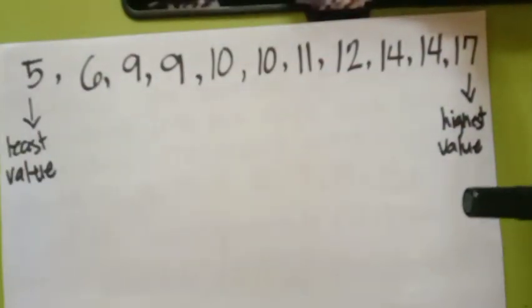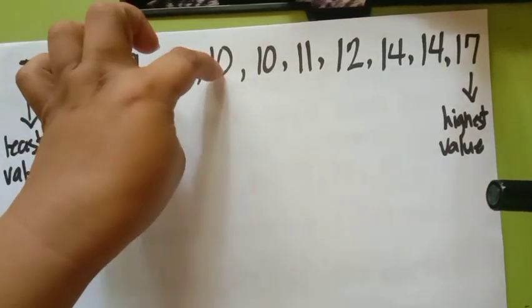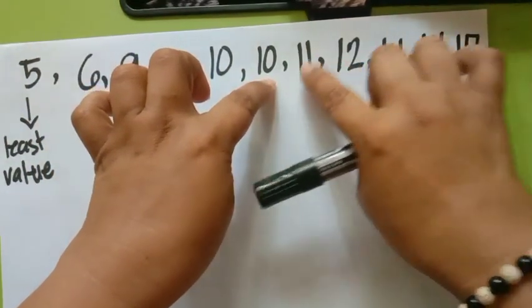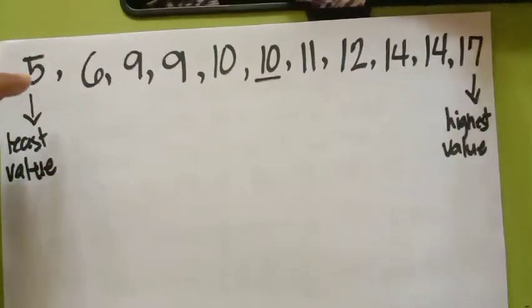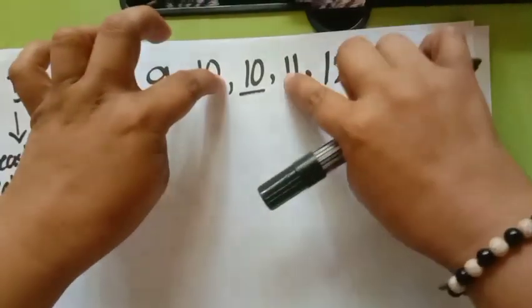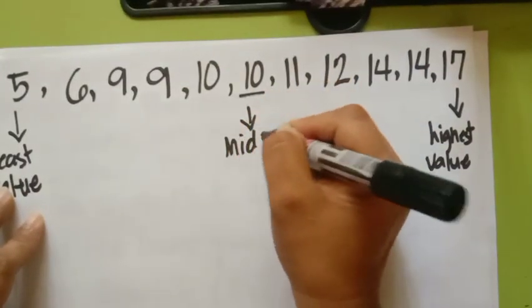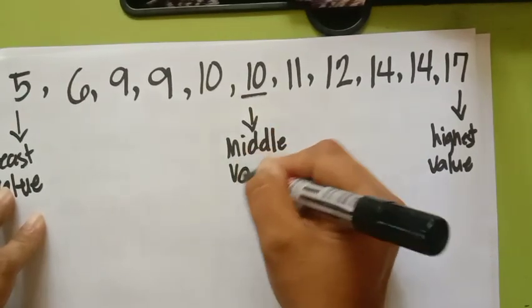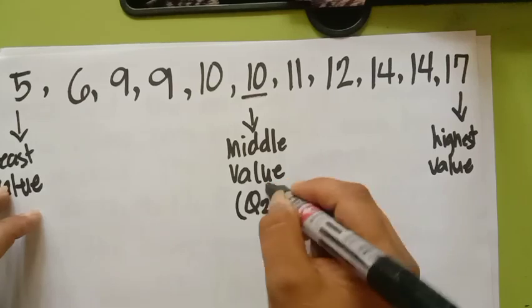So, kung may 11 data, ano yung nasa gitna nung 11 na yon? Yung nasa gitna is yung pang-anim. 1, 2, 3, 4, 5, 6. So, the middle value is 10. Tama ba? So, 10 is the middle value or Q2. This is quartile 2 or the median.